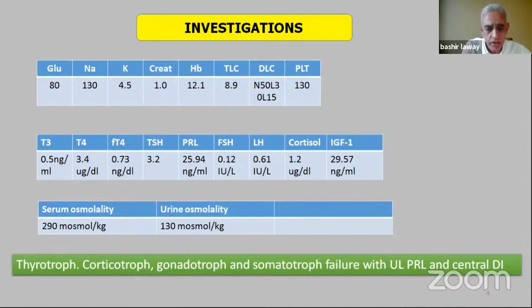So summarizing these investigations, this lady had thyrotroph, corticotroph, gonadotroph, and somatotroph failure with an upper limit of prolactin concentration, and she also had central DI. Although we have not given vasopressin here to see whether she has a nephrogenic DI or a central DI, because she had anterior pituitary dysfunction, we have to believe that we are possibly dealing with a case of central DI only.